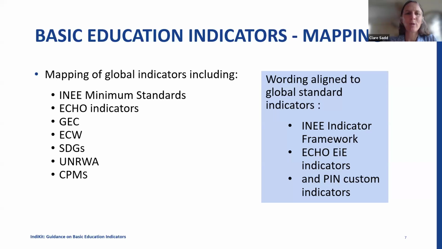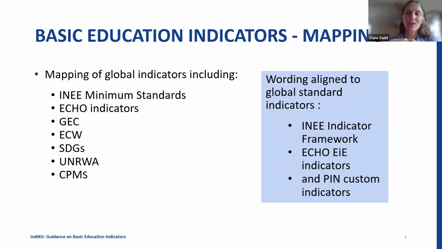And I'll just focus briefly on the mapping process, just to give an understanding of the kind of scale of the process that we went through. It was quite a comprehensive mapping. So we collected different indicators together from, as I mentioned, the INEE minimum standards, but also very common ones, particularly within humanitarian education, the ECHO indicators we also mapped.